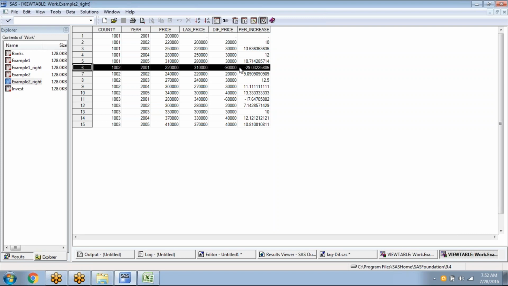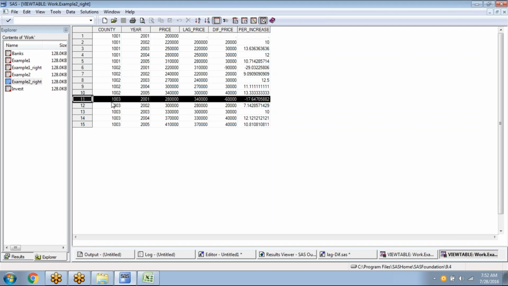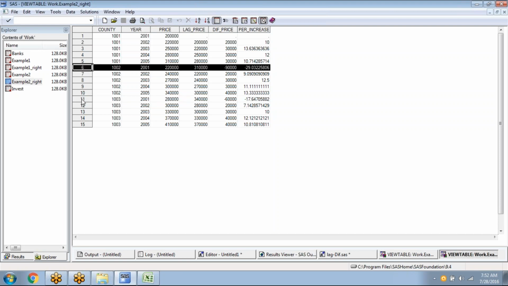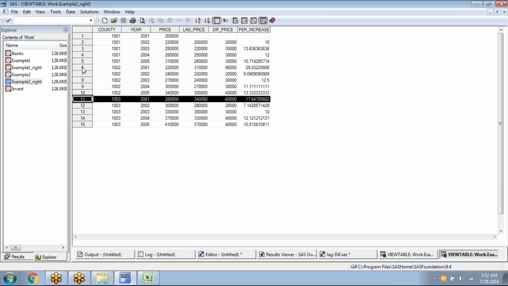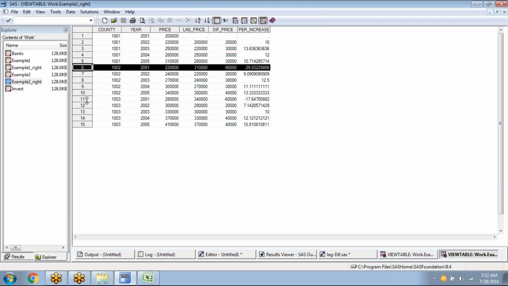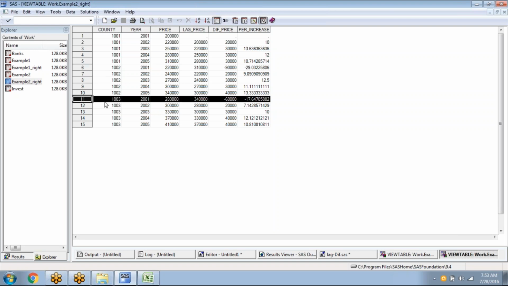You should not get any information here because we don't have any previous records for it. I mean, we don't have any information prior to 2001 for county 1002. In the same way, for county 1003, you don't have any information. These two records, see that this output is correct. When it is correct, it is correct, but we don't want this information because these two record values are wrong. So what we have to do?